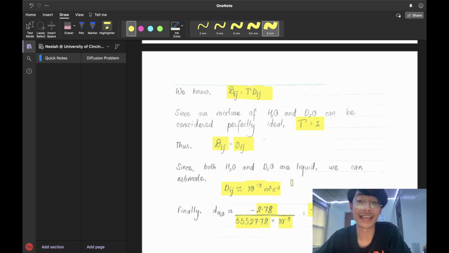So the question was asking us to estimate the order of magnitude of the driving force. And that is simply equal to 10 to the -4. So that would be the final answer for question 2.